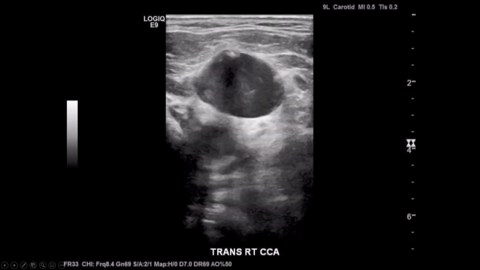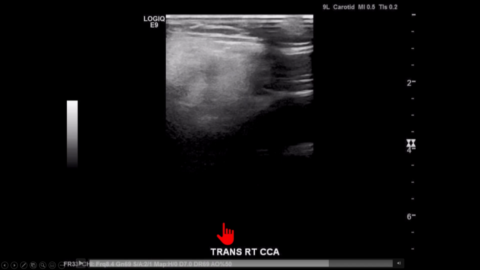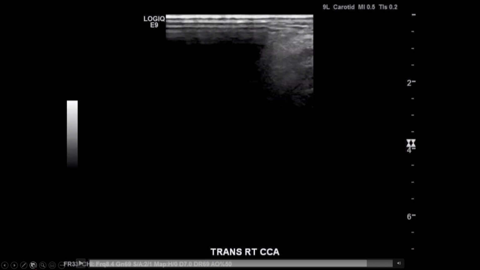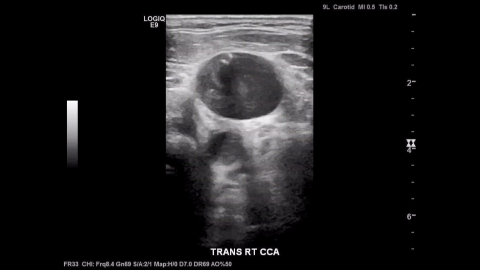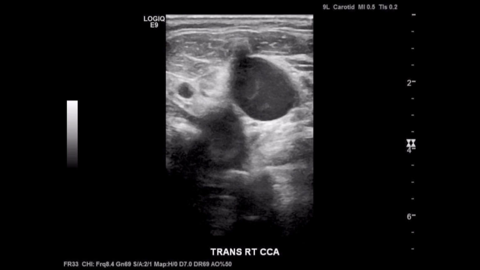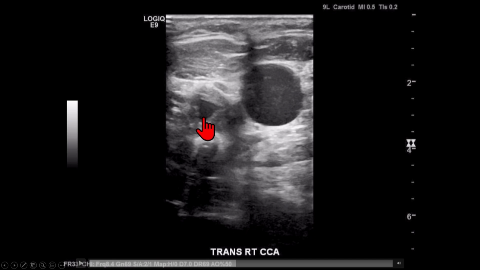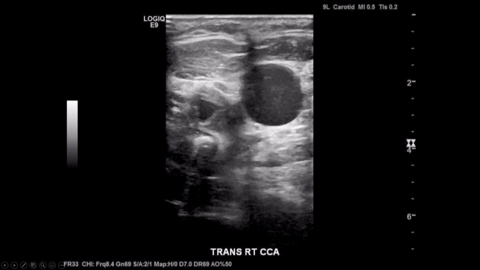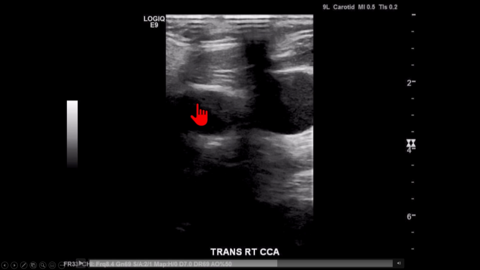I will try to slow this down if I can. I don't know how to slow it down. So maybe I can slow it down here. I want to capture that right there. See, this is the tear, which is going to the carotid and also going to the subclavian. And that's the dissection that you see. That is definitely an intima flap going into the carotid artery.